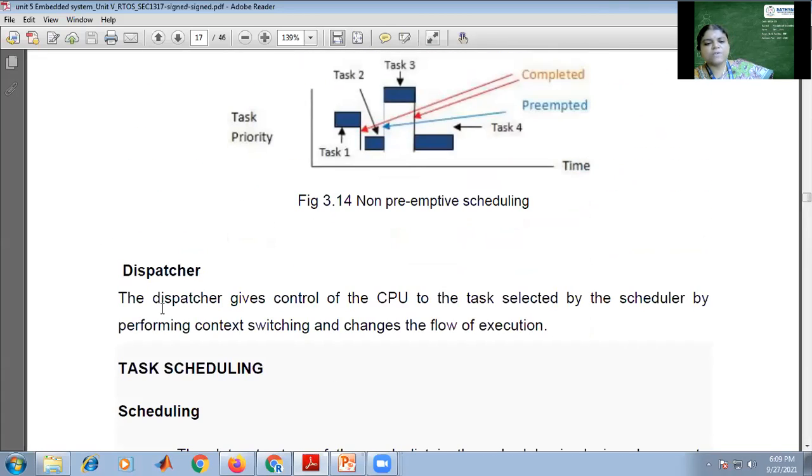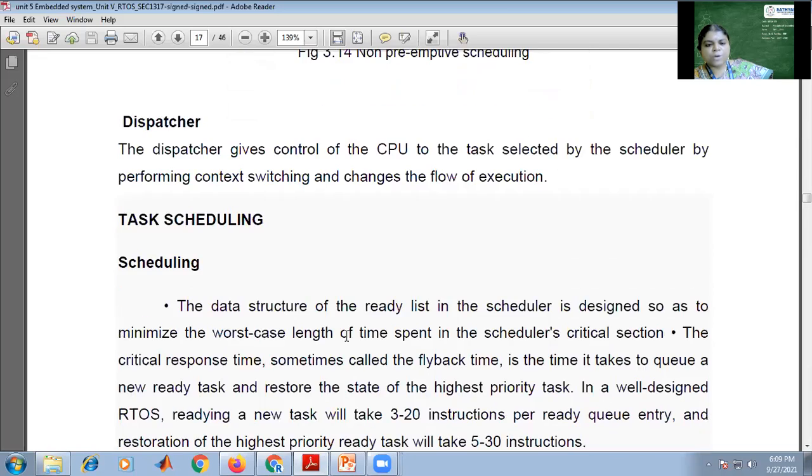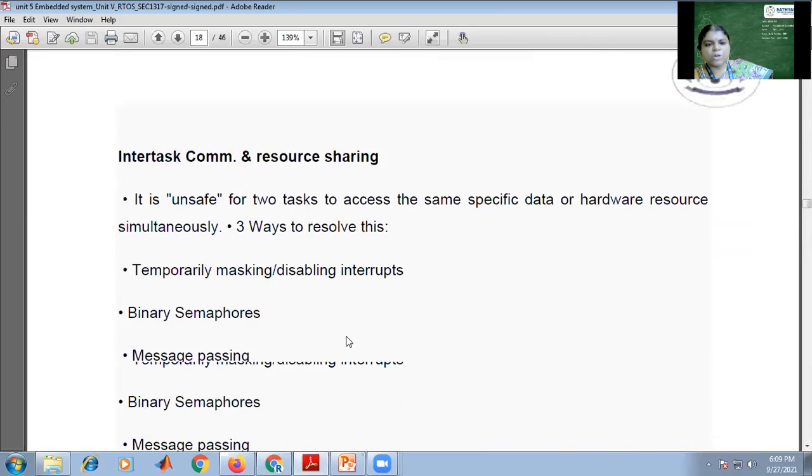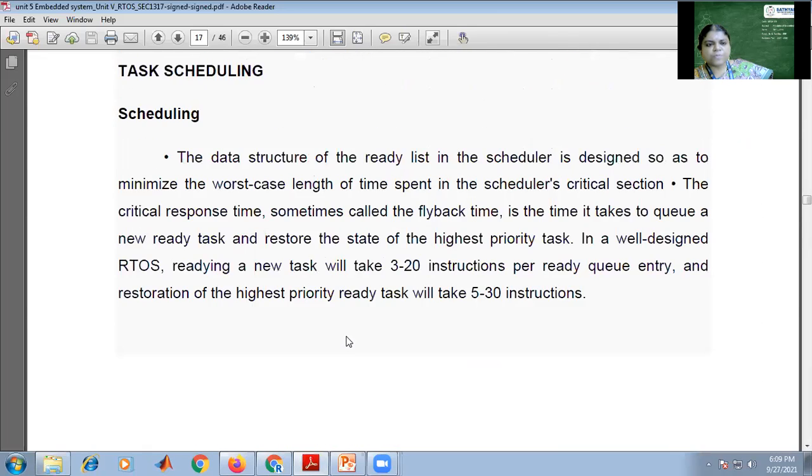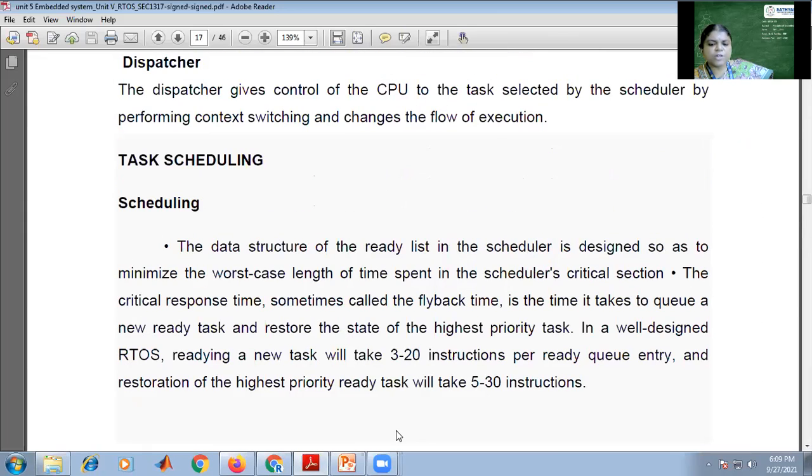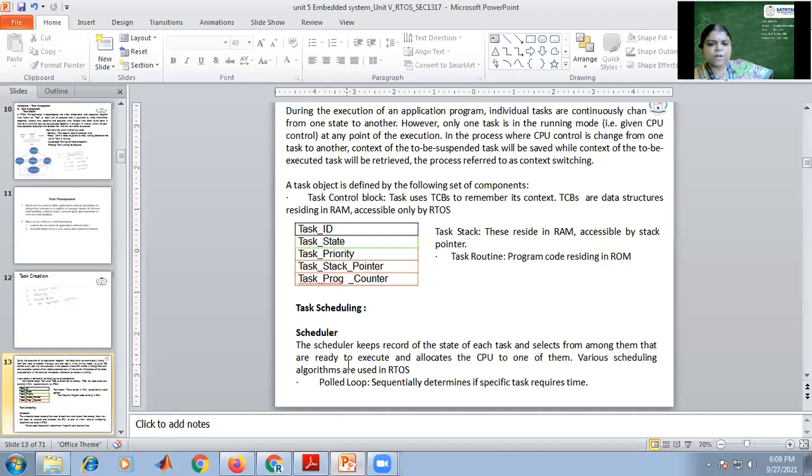Then a dispatcher gives control of the CPU to the task which is selected by the scheduler by performing context switching and changes the flow of execution. So now we will look into this task scheduling in detail. This is the brief overview of task scheduling.